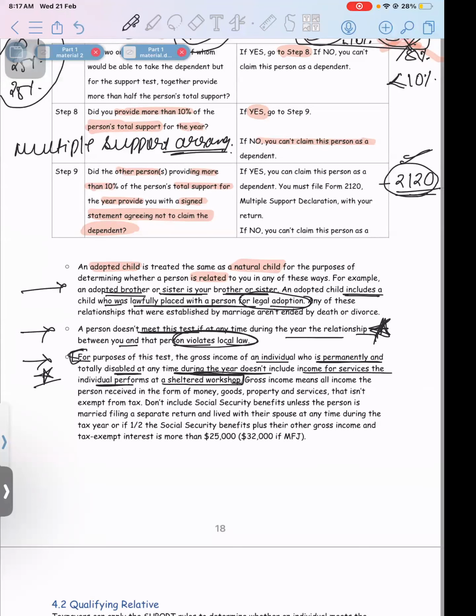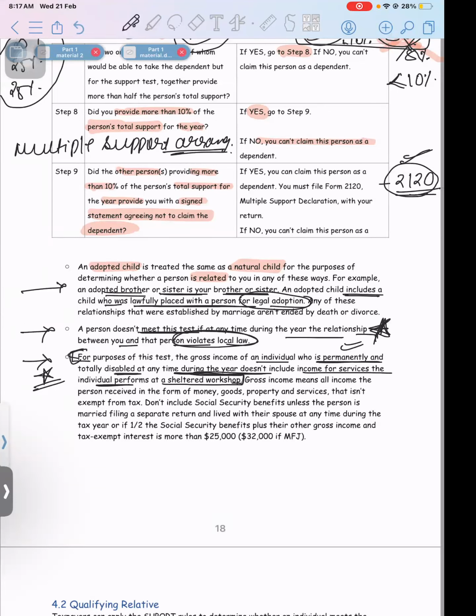So based on this, I have seen one MCQ. What they will do is, one person was permanently disabled. Now he was working in a sheltered house, where many disabled persons were working, and he was earning some small amount of income from that. So since it's an income, you can't include it in the gross income, because he's earning it being a disabled person.